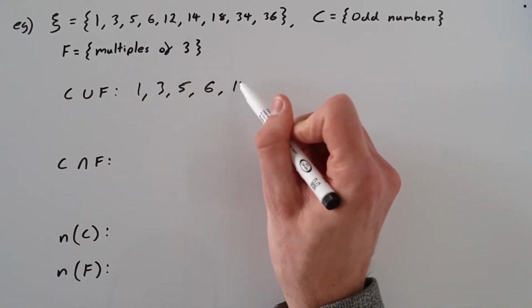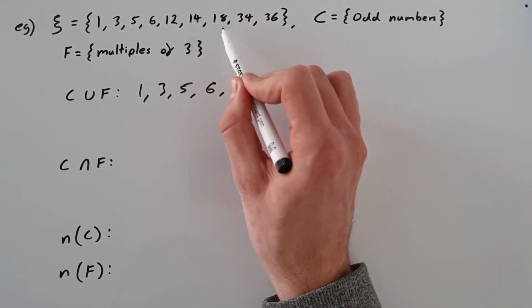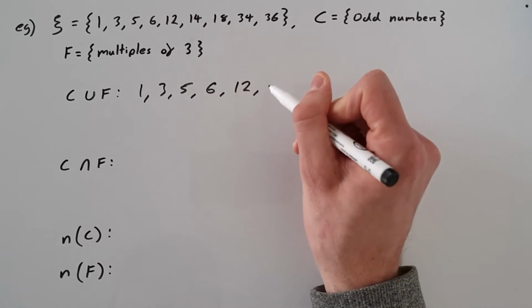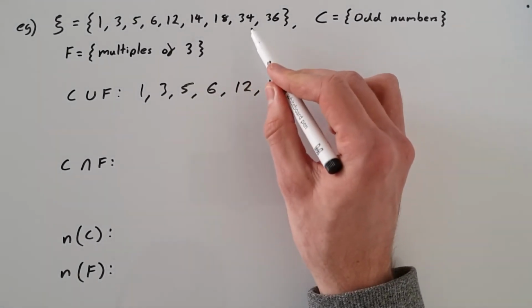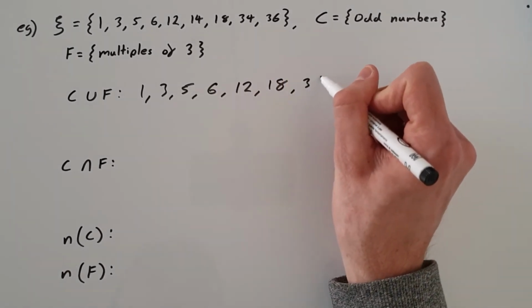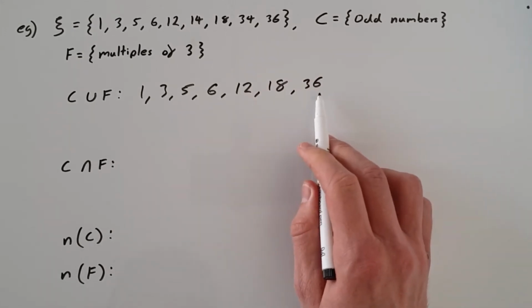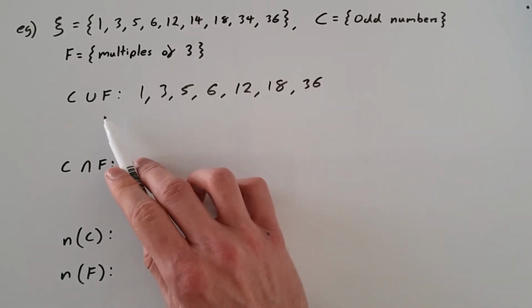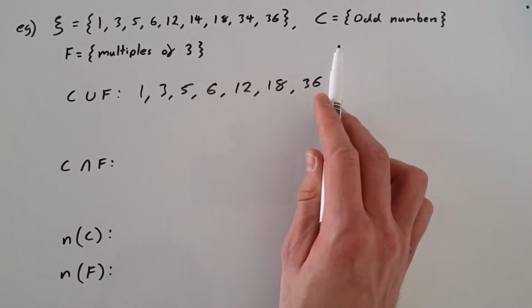12 is also a multiple of 3. 14 is not a multiple of 3. 18, yep, 3 times 6 is 18, so 18 is in. 34 is not a multiple of 3. And 36 is a multiple of 3. 12 times 3 is 36. And there we go. Those are all the members that make up the union of C and F. Okay, all the numbers that can be in either one of our sets.